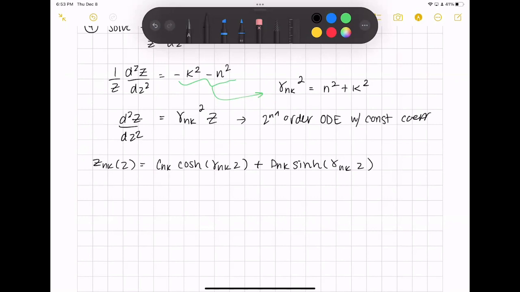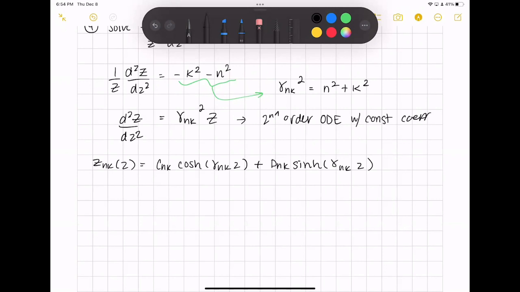And here we decided to use the hyperbolic solution to this ODE because we were given Dirichlet boundary conditions for the Z variable. But if we were given Neumann boundary conditions for the Z variable, then we would want to use the exponential solution.